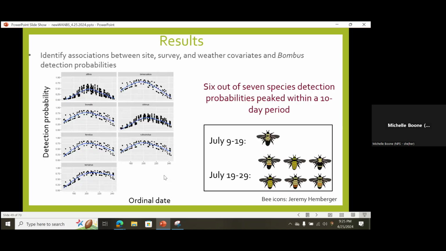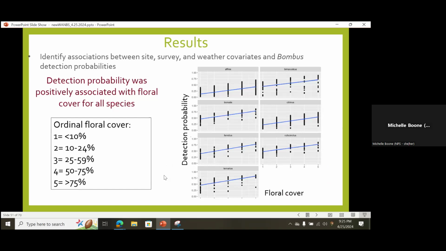So here's something very similar to the first study I showed you, just showing date and the different detection curves. 6 out of the 7 species reached their peak detection within a 10-day period between July 19th and 29th. That early species, Bombus bimaculatus, we missed. But if you were designing a monitoring program in this area, I might suggest focusing on that last week of July.